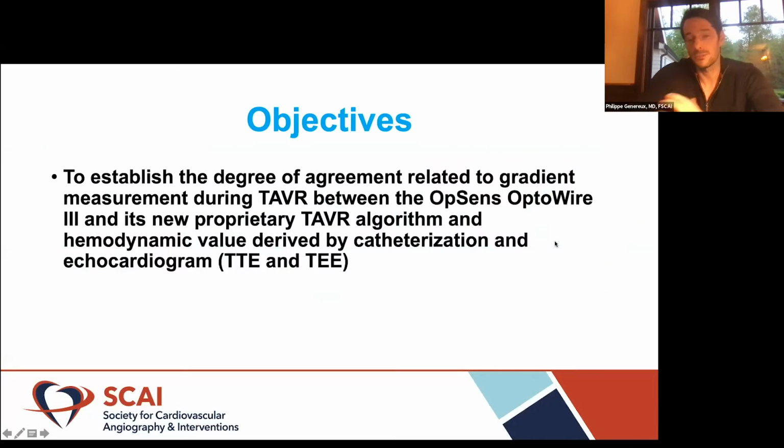The objective of this work was to establish the degree of agreement between the gradient measured with the OpSens OptoWire before and after TAVR and its new TAVR algorithm. The OpSens wire is used for FFR currently, but now we'll be using it for TAVR before and after to evaluate aortic stenosis. We want to compare this to the standard evaluation with two pigtail technique and also TTE and TEE before and after TAVR.